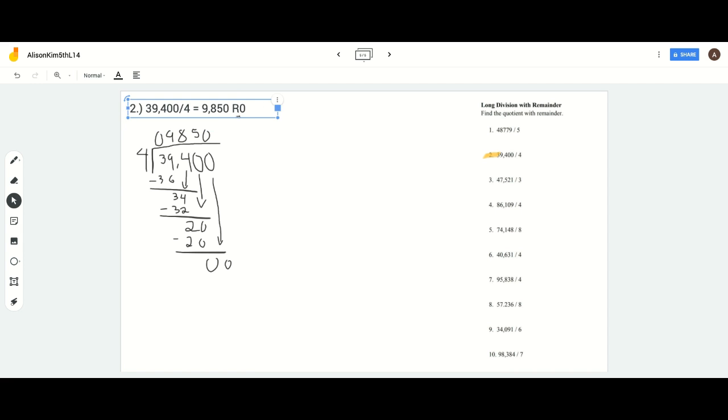Whenever you have a remainder, just put R and then write the amount of numbers that you have left over. And that's it for today. I hope this helped you a bit.